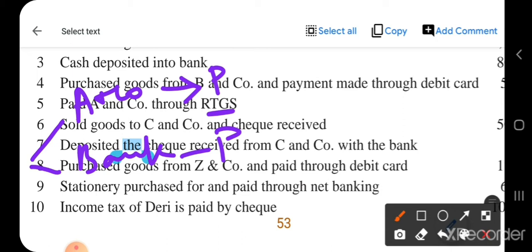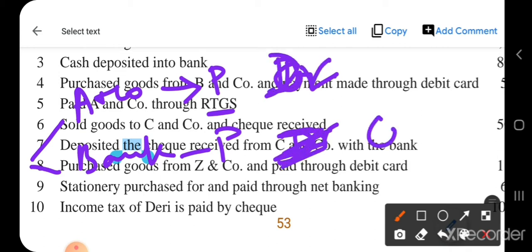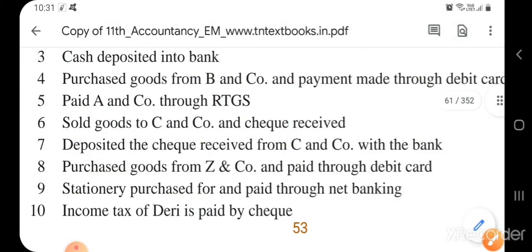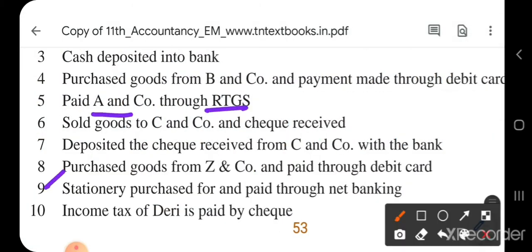Who is the receiver here? Paid A&N Company. So A&N Company is the receiver. So you credit the giver. Who is giving the payment? The bank is giving the payment. So debit the receiver, credit the giver. Bank is the giver. Okay, once again I repeat this transaction alone. See here, paid A&N Company through RTGS means there are two accounts. First one is A&N Company account and bank account.